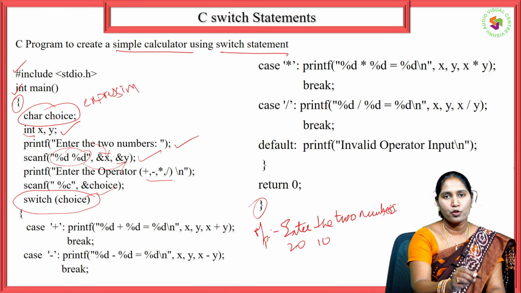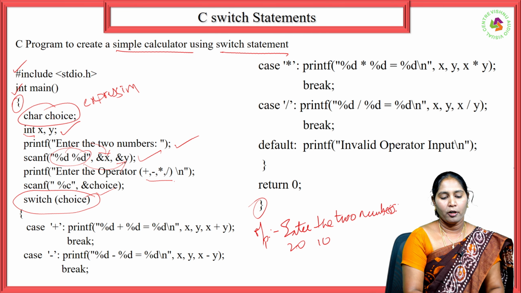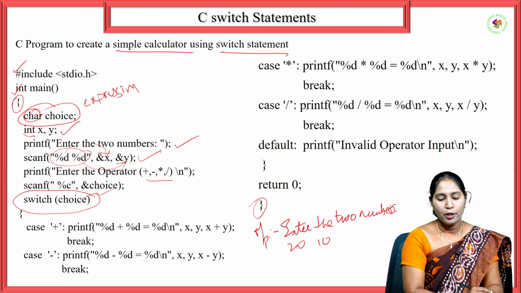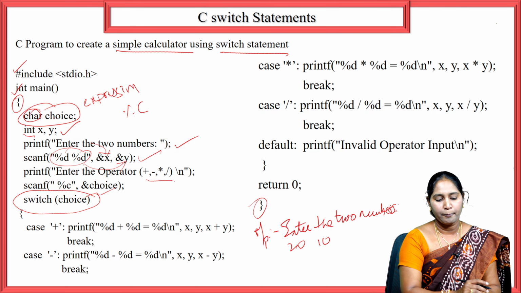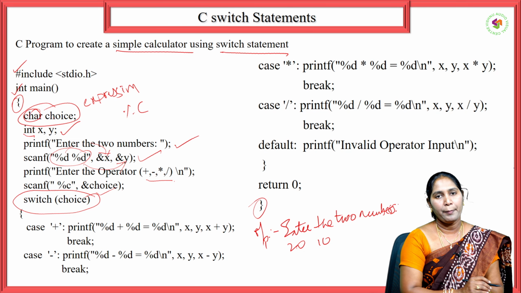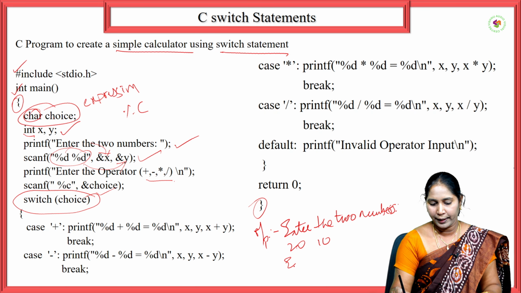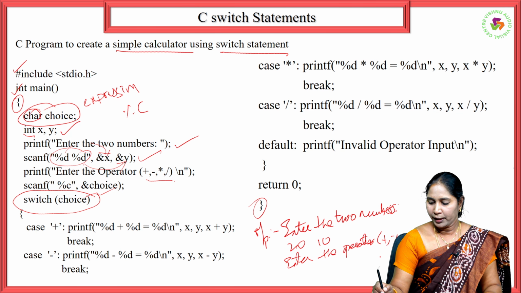Why have I used the variable choice here? I am reading it by making use of scanf. For choice I have used the data type known as character. So for character I'll be making use of the format specifier %c. I'm reading it using %c and storing that particular operator in the choice variable. For example, I read the operator: addition, subtraction, multiplication and division.